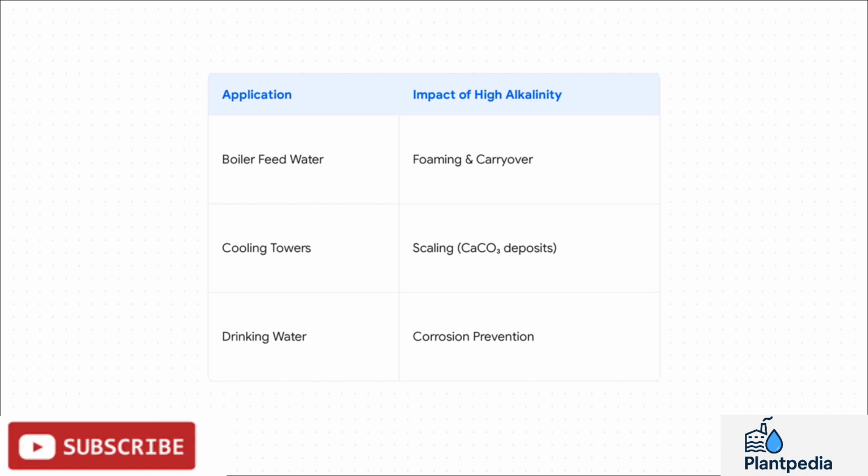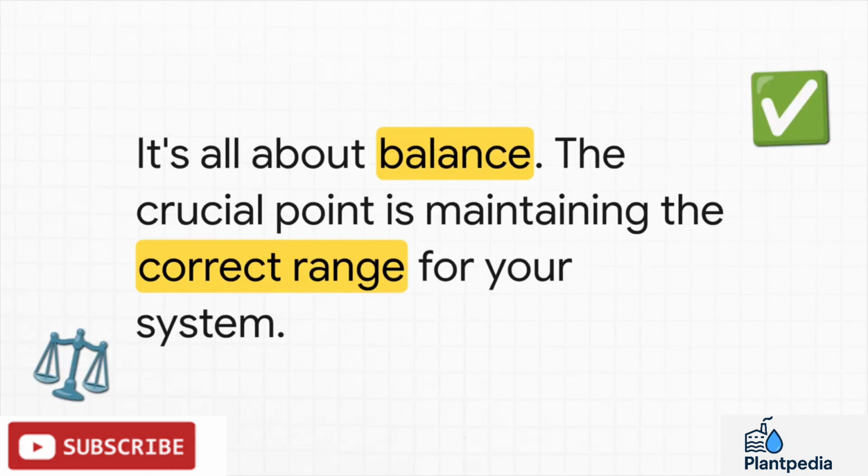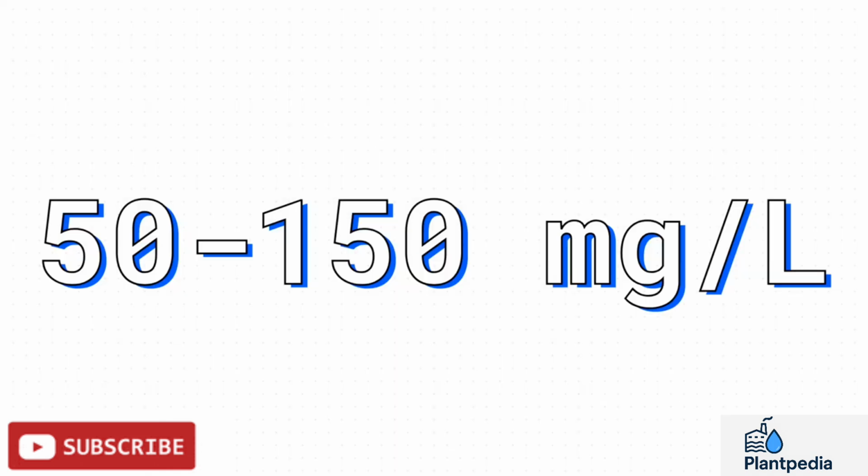But then, you look at drinking water. In that case, a certain amount of alkalinity is actually a good thing. It helps form a protective layer inside pipes to stop them from corroding. So the big takeaway here, it's all about balance. The real key isn't just knowing the alkalinity level, it's actively managing it and keeping it in that sweet spot for your specific system. So what is that sweet spot? Well, for typical drinking water, you're usually looking for a range between 50 and 150 milligrams per liter. And by the way, when you see that measurement, it's almost always expressed as calcium carbonate. It's just a universal yardstick so that everyone's on the same page. This range is just right, high enough to stop corrosion, but low enough to avoid scaling.